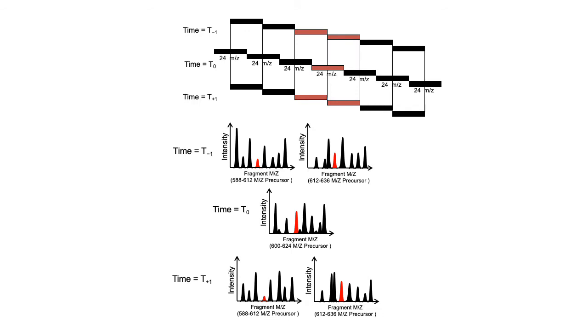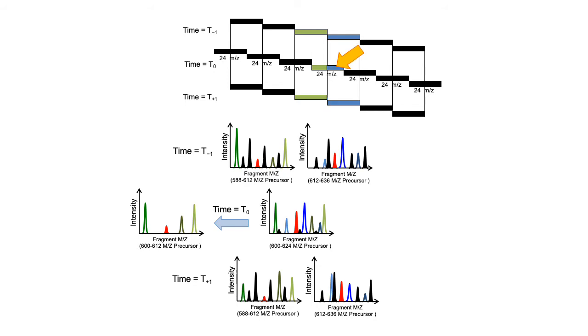Some ions, such as this red ion, are present in all of the scans, and as a result, we can't really say much about that one. However, some ions, here, for example, in green, are only present in the 588 to 612 MZ previous and next spectra. And these can only come from peptides with precursors between 600 and 612. And we can use linear algebra to create a new spectrum just for these ions.